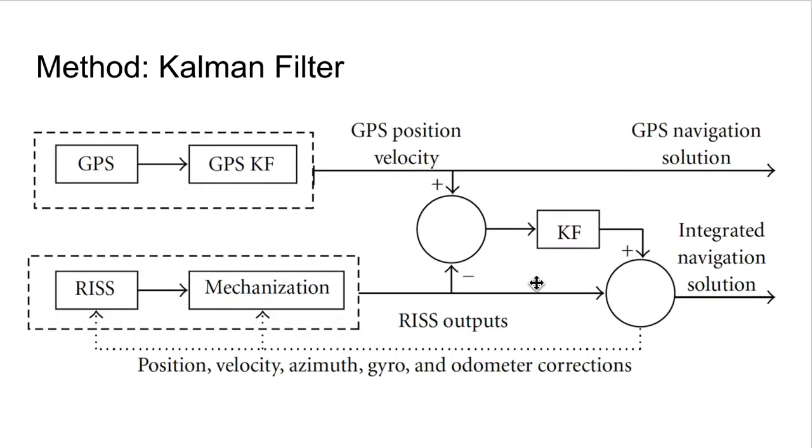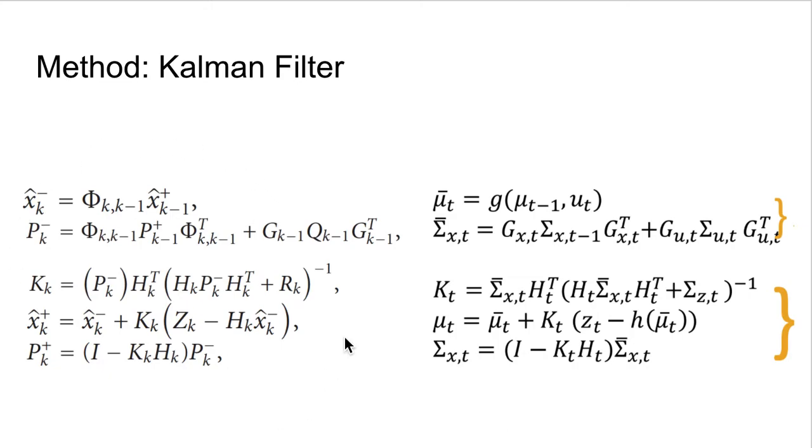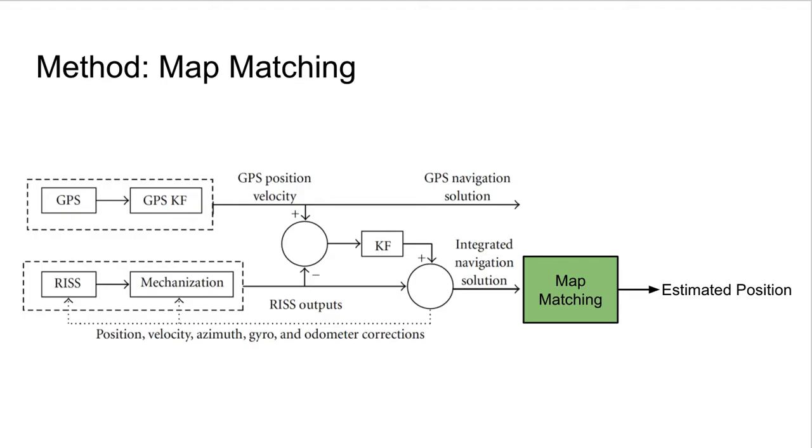You'll notice this if we look back on the previous slide. The input to this Kalman filter is the difference between the state estimated by the GPS and the state estimated by the RISS. But as you can see, the algorithm is basically exactly the same, just an interesting thing to note. For the rest of the presentation, I'll be talking about this map matching block in green, which is really the novel algorithm proposed by the paper.